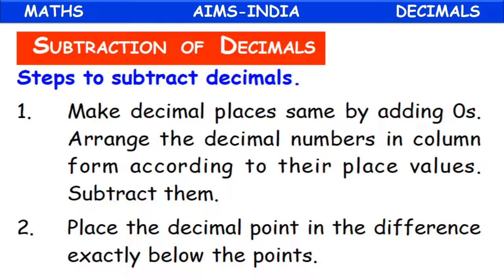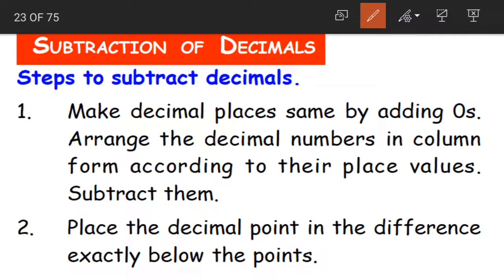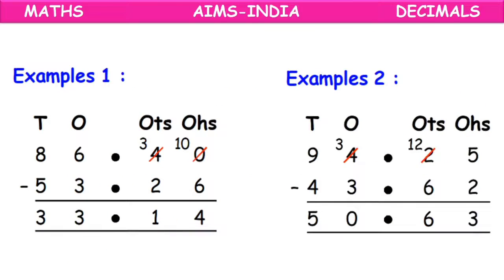Again for subtraction as well, the first step is the same. We have to make the decimal places the same. Yes, children, in subtraction, this point is very much important, making the decimal places the same. In the addition of decimal numbers, even though you do not make the decimal places the same, it is okay. But while subtracting, it is very much important that you make the decimal places the same by adding zeros.